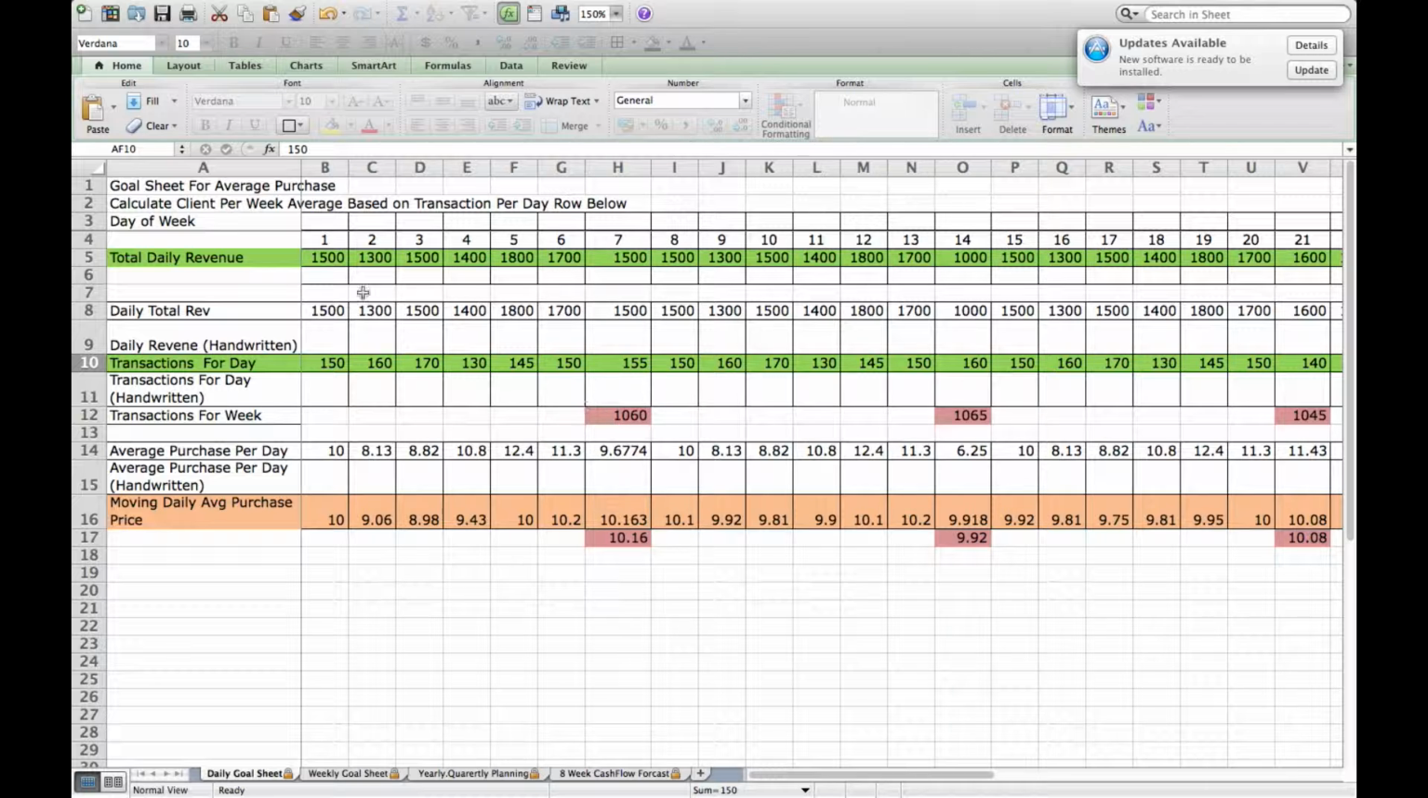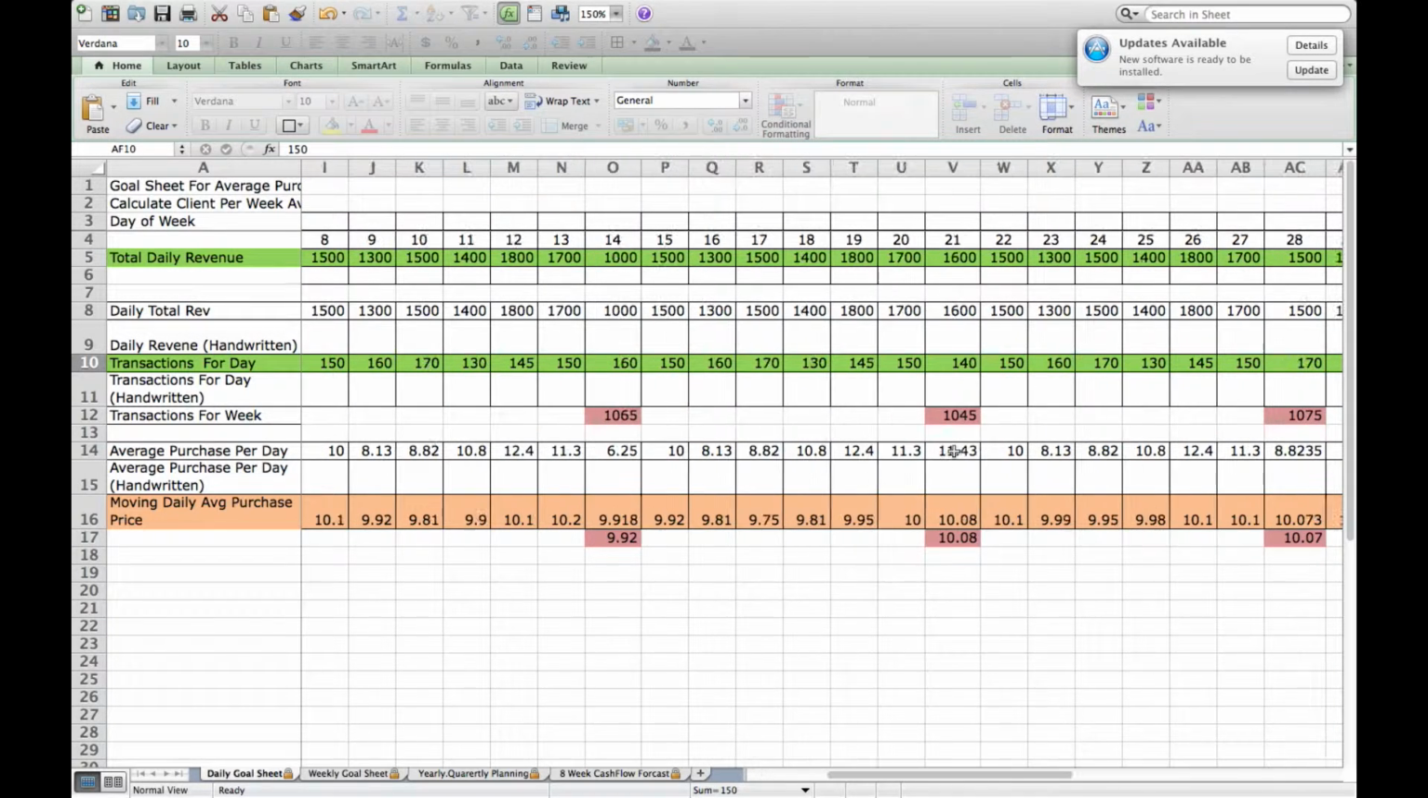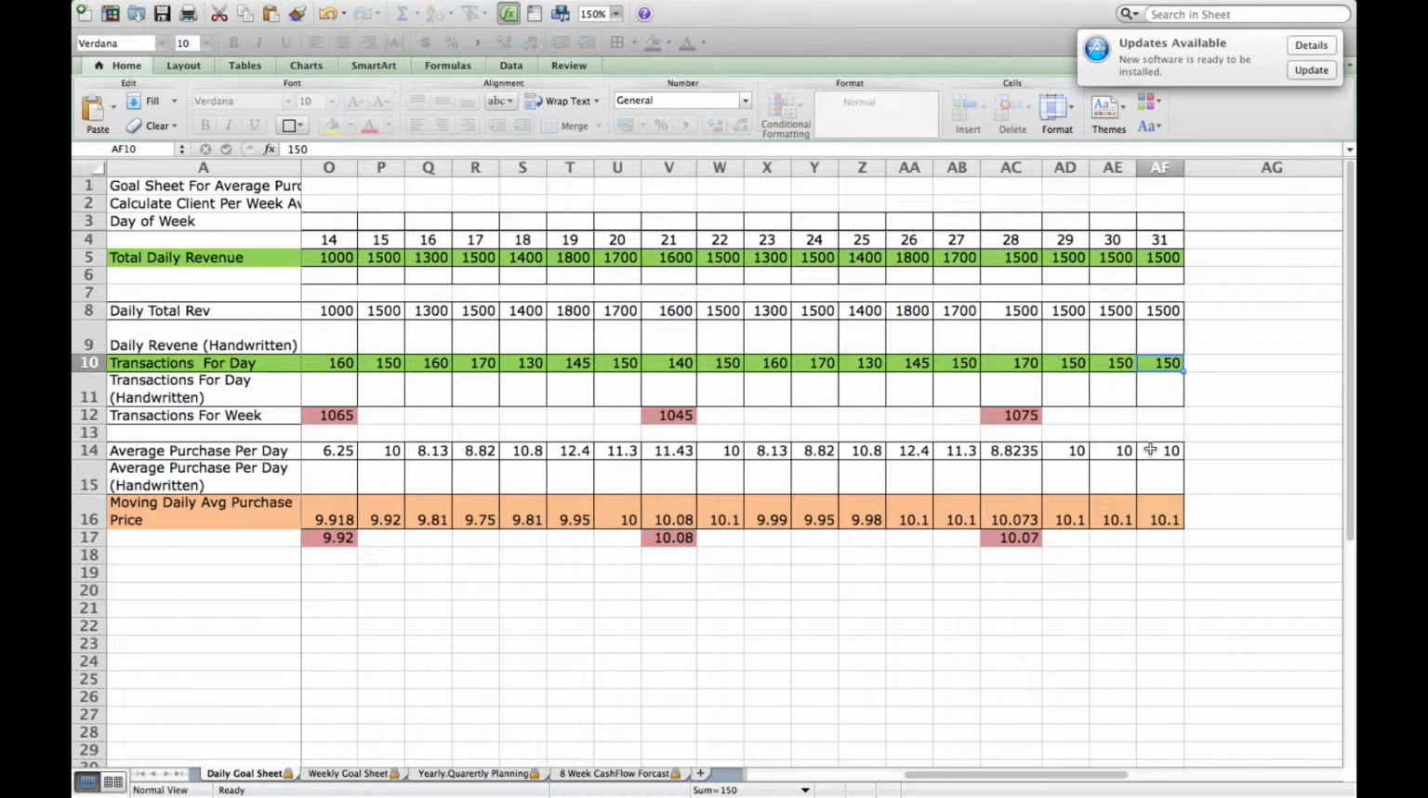Then what happens on this sheet is we have total daily revenue, total transactions, and then right here it's going to tell us our average purchase for the day. So we can see on day 1 our average purchase was $10. We can see on day 2 we didn't do as well. We fell to an average purchase of $8.13. If you go over to day 14, you can see our average purchase was $6.25. Really fell that day. If we go to day 31, we can see it was $10, right, which is Cousin's goal. So $10 average purchase for the day.